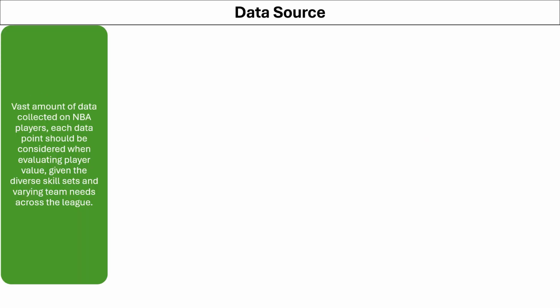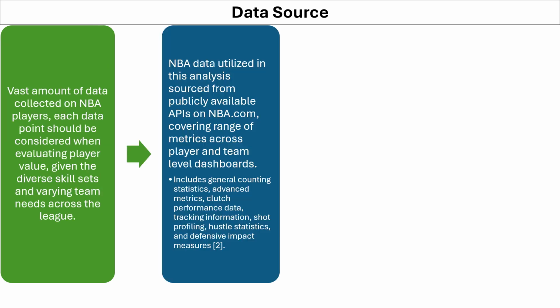Modeling techniques used by teams consider a vast amount of data. Each data point is used to quantify player value, which varies based on team needs. The NBA data utilized in this analysis and application are sourced from publicly available APIs on NBA.com, which cover a range of metrics across player and team level dashboards, including general counting statistics, advanced metrics, clutch performance data, tracking information, shot profiling, hustle statistics, and defensive impact measures.